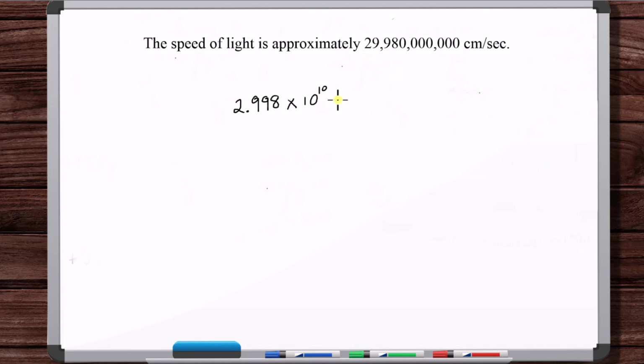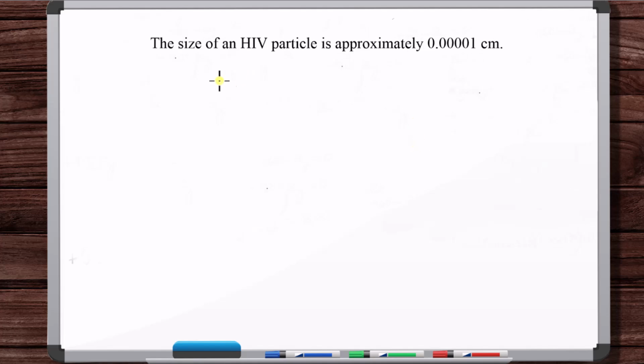Okay, but now let's put what this value means in this problem. The size of an HIV particle is approximately 0.00001 centimeters. Okay, so 1. And remember, scientific notation can be greater than or equal to 1. You can put 1. It's just about having a single digit in front of the decimal place if you have a decimal place. Okay, 1 times 10 to the, so 1, 2, 3, 4, 5, minus 5.